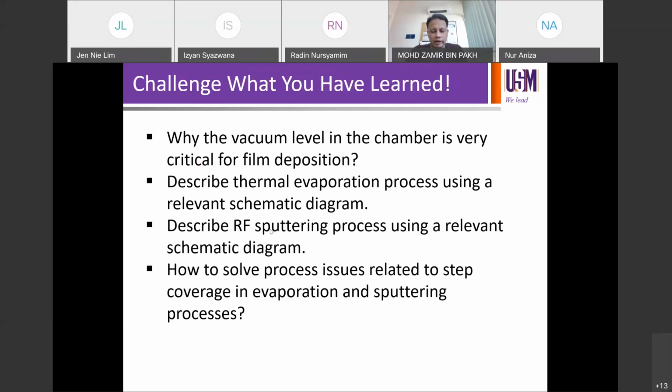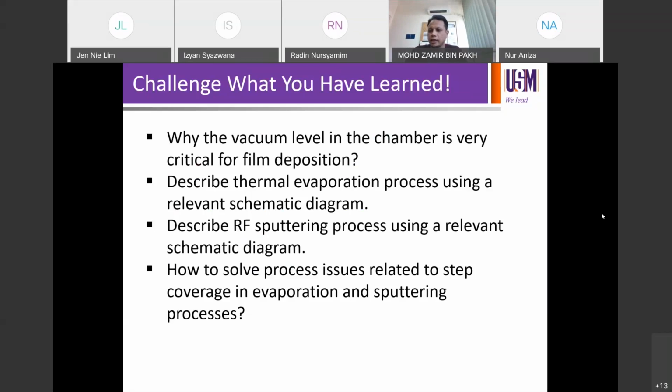Describe the thermal evaporation process using relevant schematics. Okay, you can go back to the schematic. Describe the RF sputtering process using relevant schematics. You can go back to the schematic and describe the process. How to solve process issues related to coverage in evaporation and sputtering processes? How do you solve process issues related to coverage? Give me 2 points. What are 2 obvious answers that you have to include in your answer?